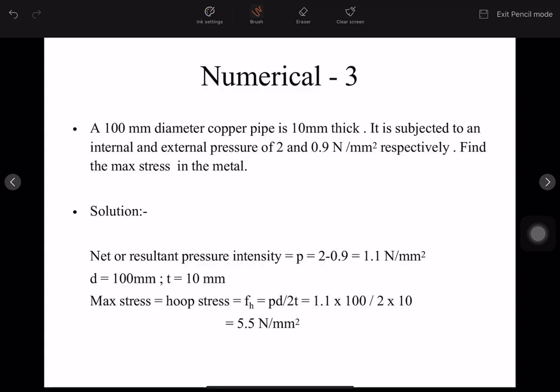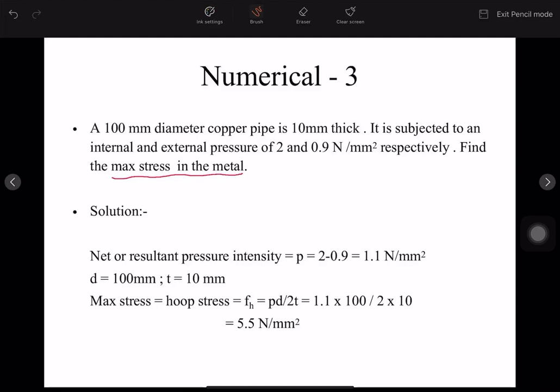We'll solve one more numerical, which is a very small one, but a bit tricky one. A 100 mm diameter copper pipe is 10 mm thick. It is subjected to an internal pressure as well as external pressure respectively. So find the maximum stress in the metal.